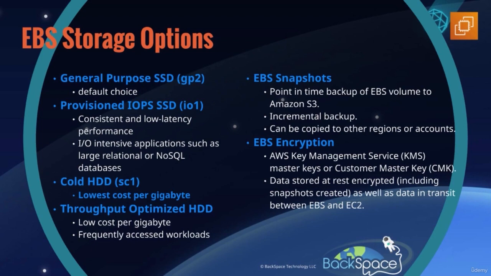We also have encryption available on EBS. We can use the AWS KMS master keys, or you can use your own customer master key for that encryption. The data stored at rest will be encrypted, including any snapshots that are created from that encrypted drive, as well as data that is in transit between the EBS volume and that EC2 instance.